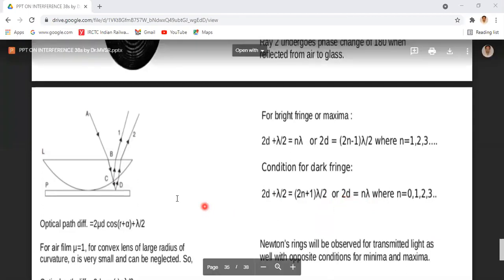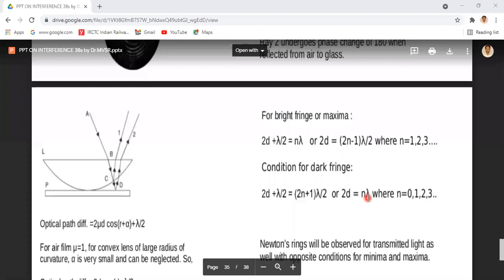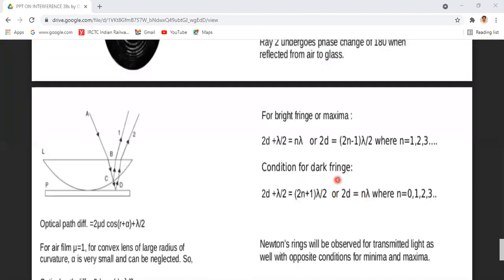In some other books, d is replaced by t. I have already explained the thin film also; the thickness of the thin film is d, but you can also take it as t. If d is replaced by t, then 2t is equal to n lambda. We got the condition for dark fringe.